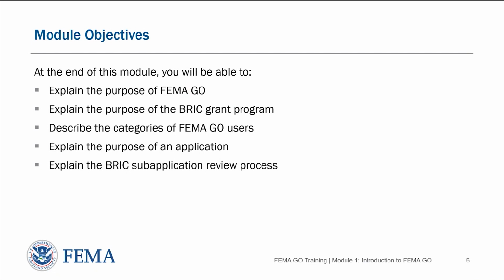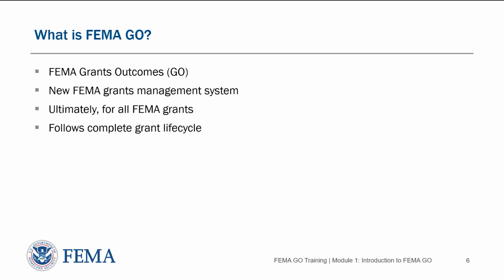We're going to get into FEMA GO and go over what the application process looks like for applying to the Building Resilient Infrastructure and Communities Grant Program, as well as the Flood Mitigation Assistance Grant Program. Those are the 2 non-disaster grant programs for FEMA's Hazard Mitigation Assistance Division.